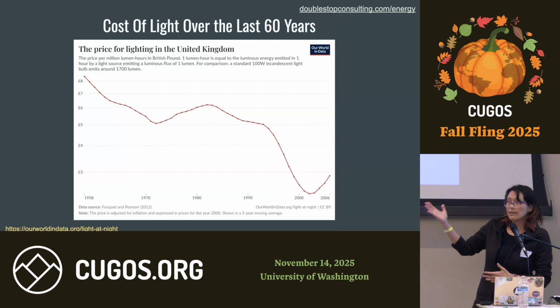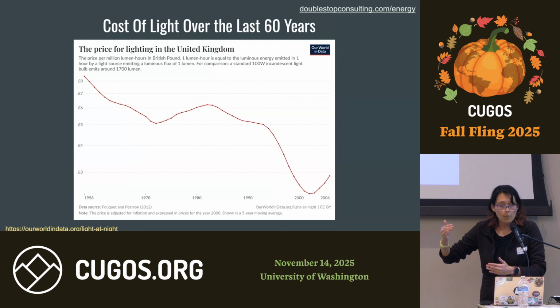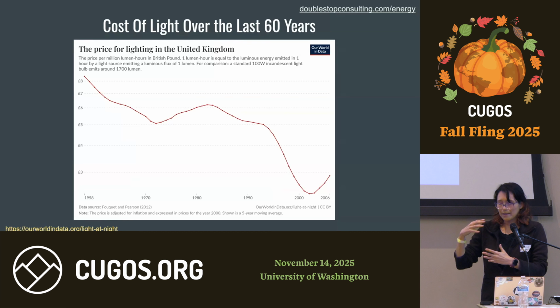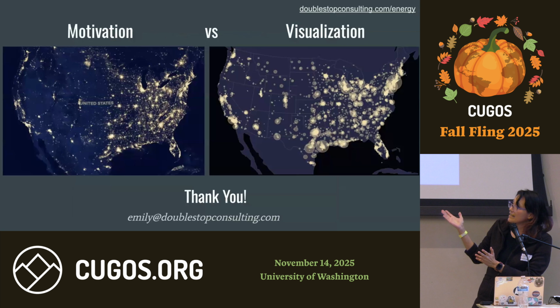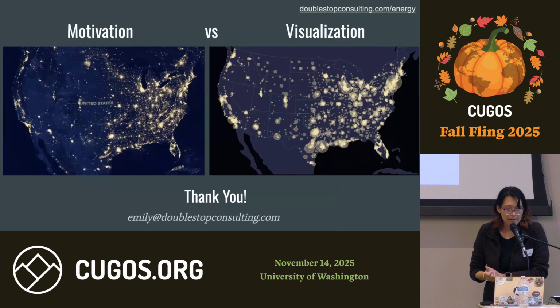But even from 1960 onward, the cost of light is less than half of what it used to be 50 years ago. That's kind of remarkable, right? So lastly, I'll leave you with a side-by-side. We have the motivation along with one of the frames from the visualization.